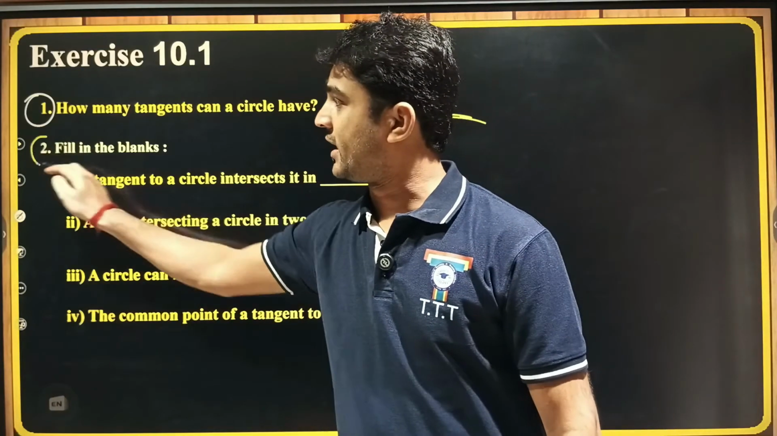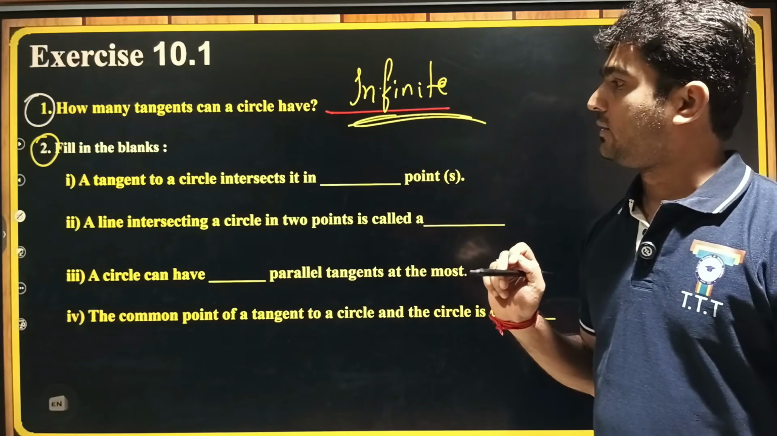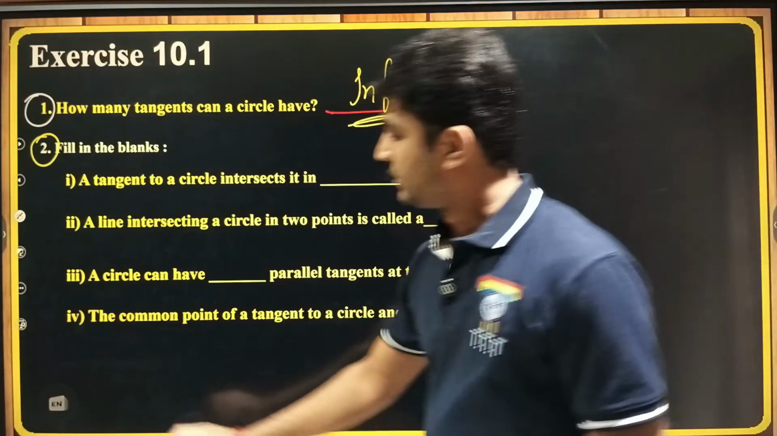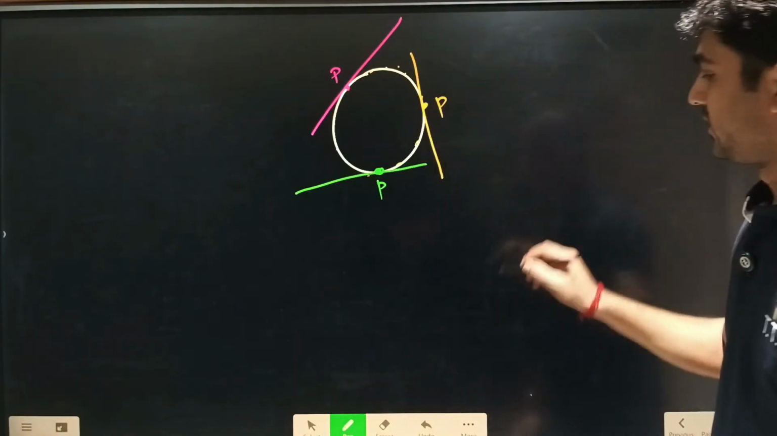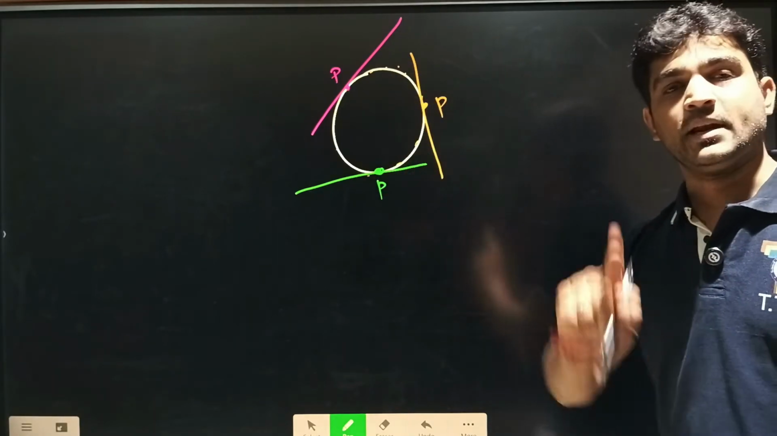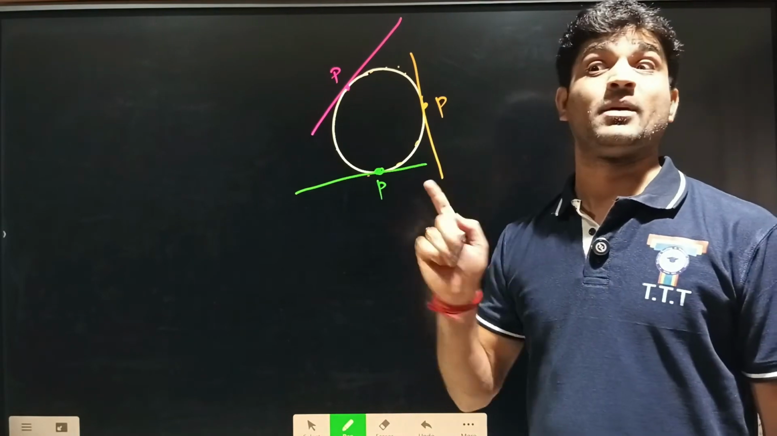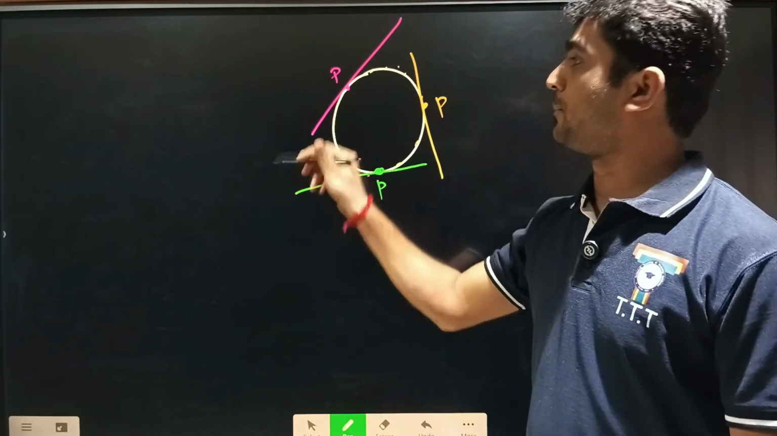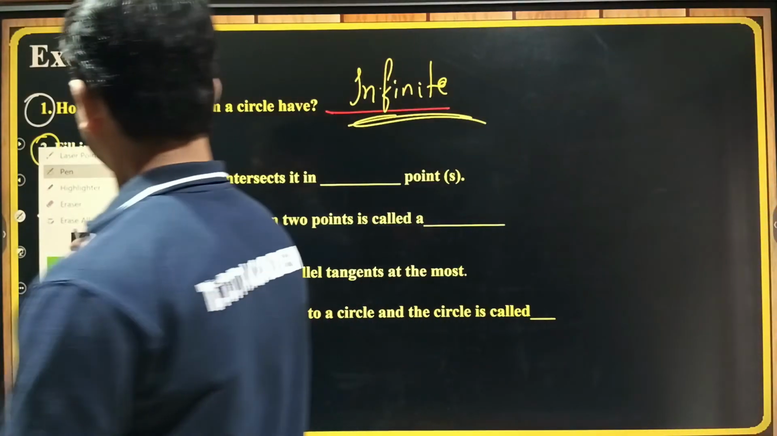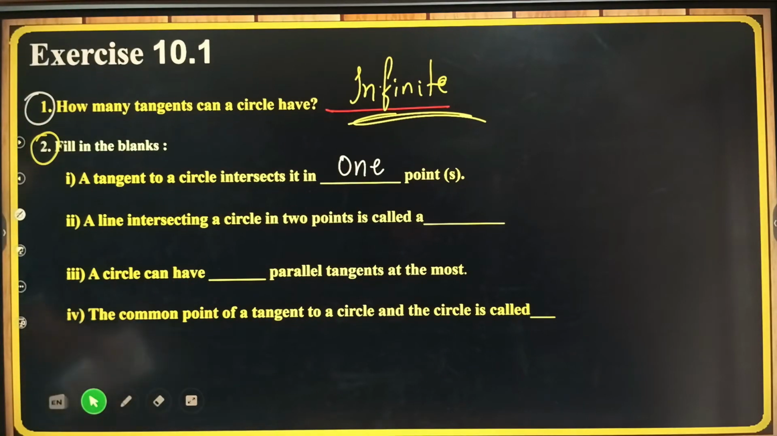Again in the second question, first one: a tangent to a circle intersects it in dash points. How many points? How many points will there be? As already said, there is a circle and a tangent, and it intersects at only one point. There will be only one point that is going to be called the point of contact. Only one point. So the answer is 1 point, only 1 point.